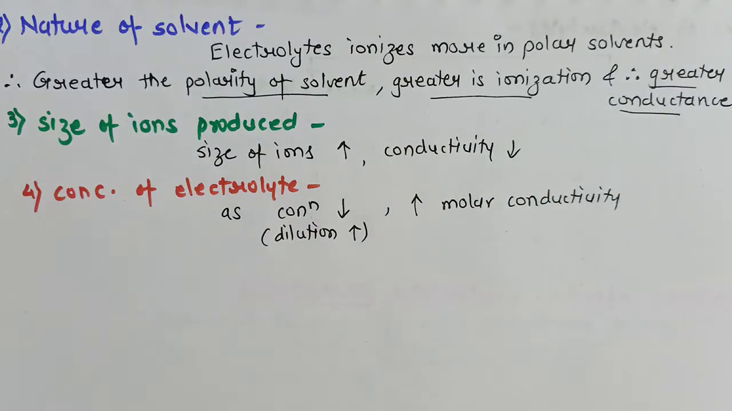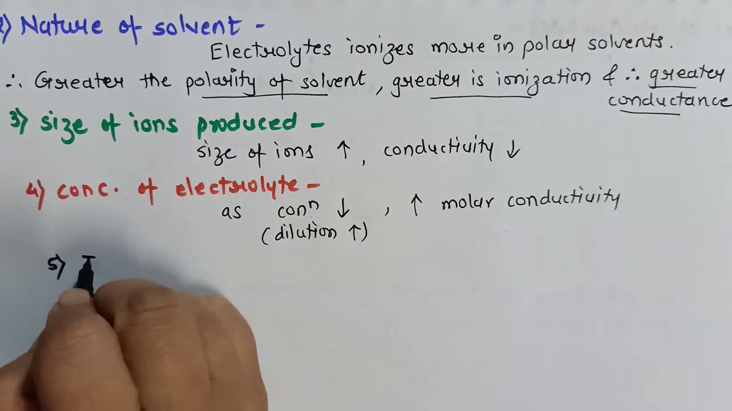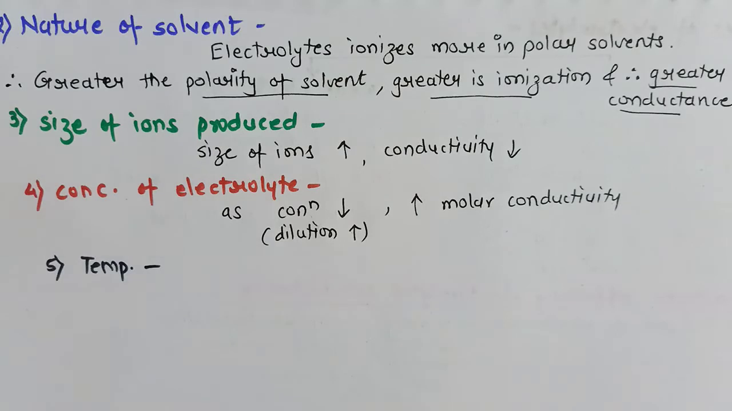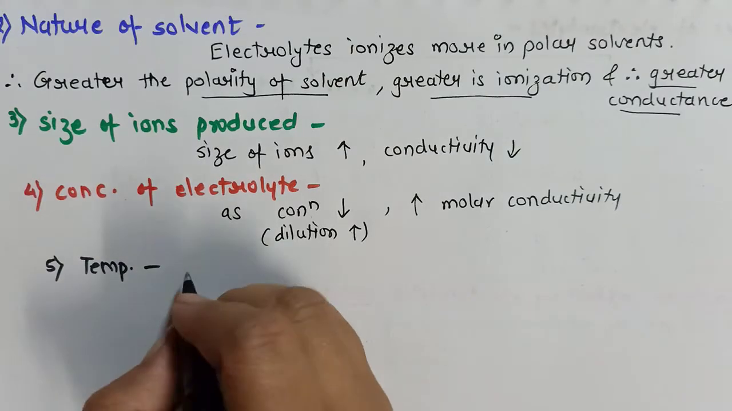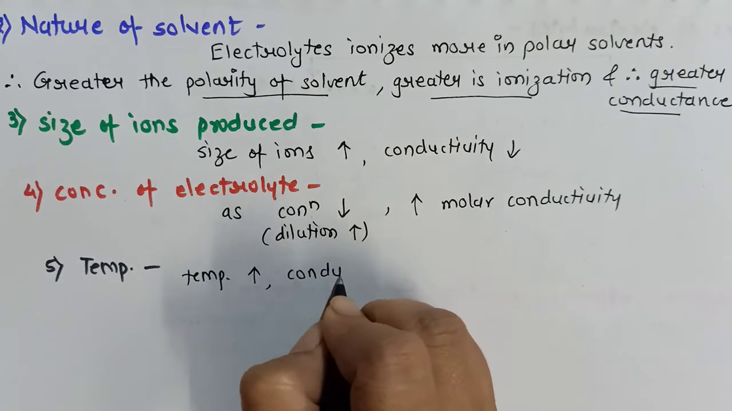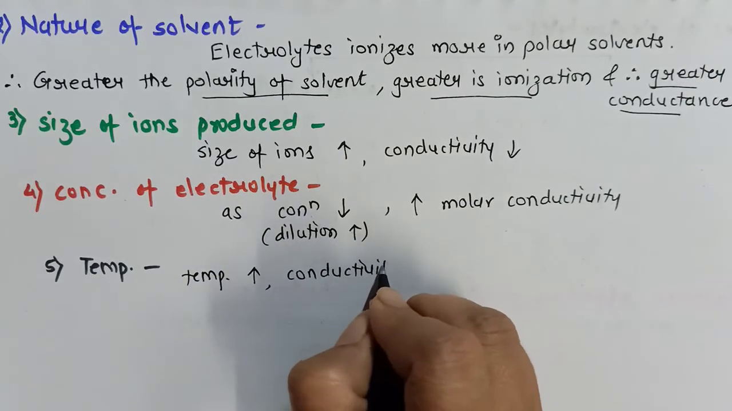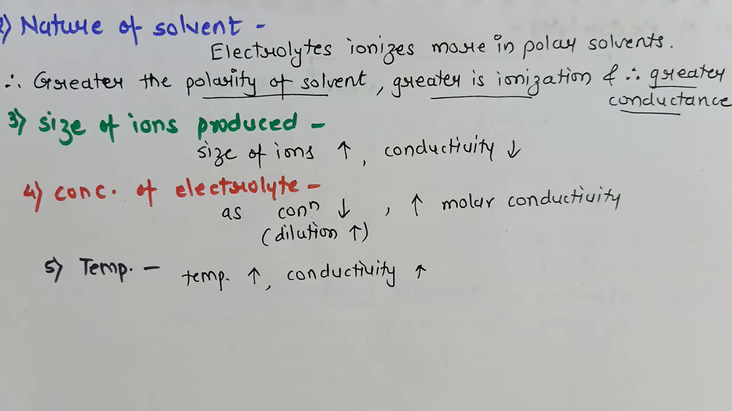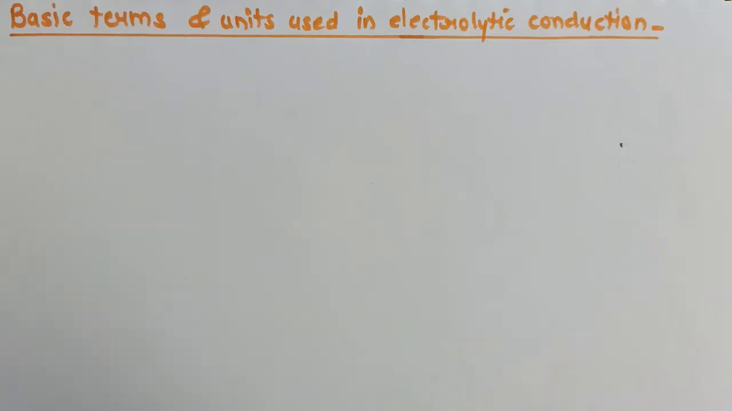And the last factor that determines the electric conductance is the temperature. As the temperature increases, the conductivity also increases. And therefore electrolytic cells generally work better at higher temperatures.